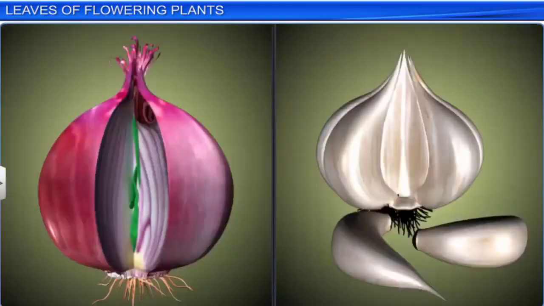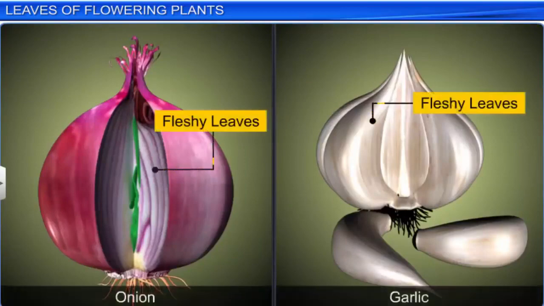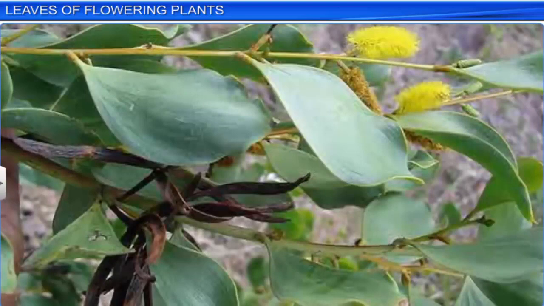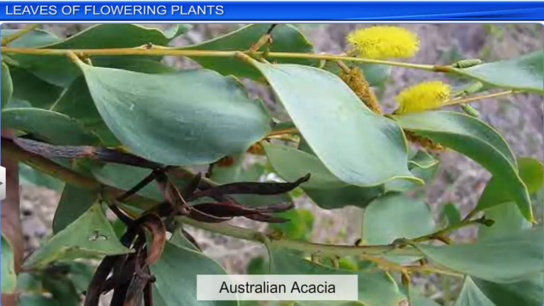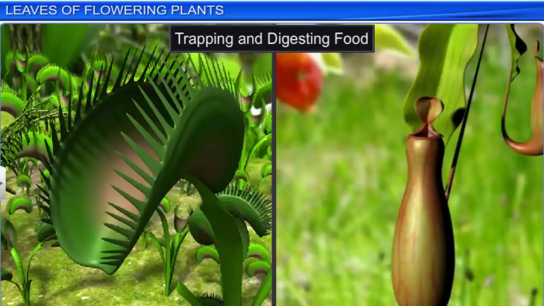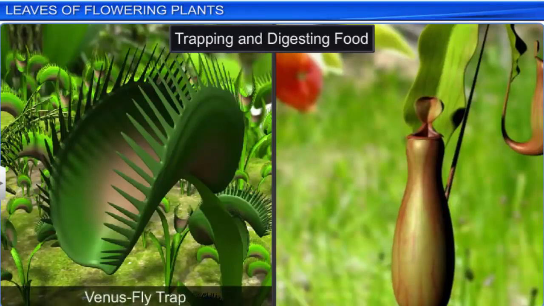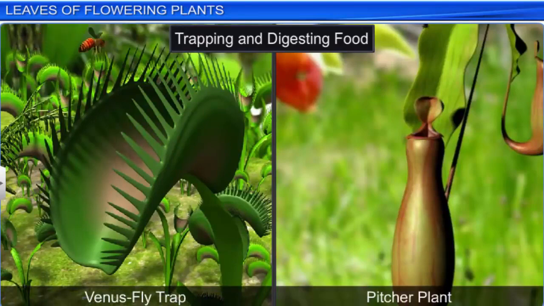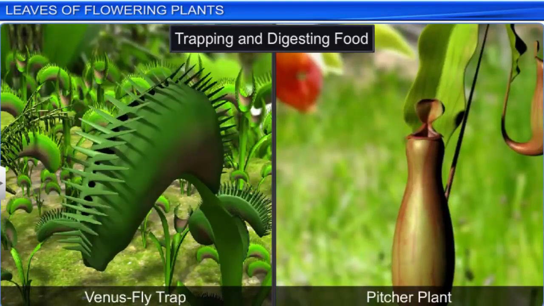For example, the fleshy leaves of onion and garlic store food. Another plant, the Australian acacia, has petioles that expand, turn green, and synthesize food. Also, certain insectivorous plants like the Venus flytrap and the pitcher plant have modified leaves that help capture tiny insects, which are food for these plants. These insects are digested by the enzymes secreted by the modified leaves.